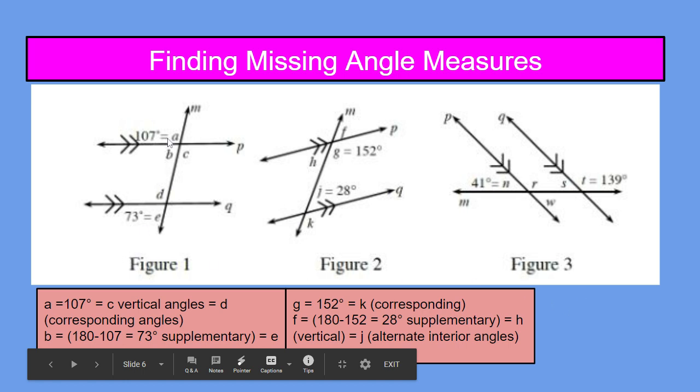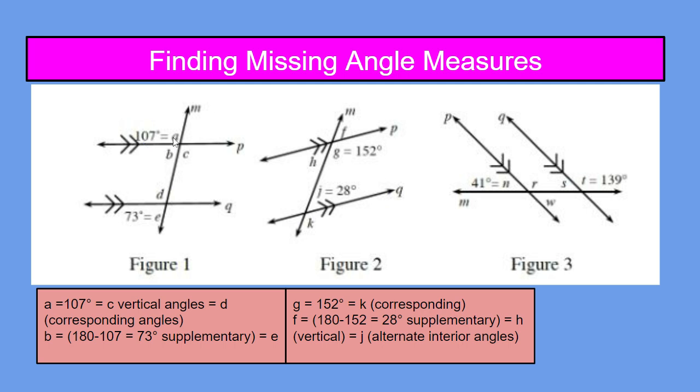So figure 1, we're given that angle A is 107 degrees. Now, knowing what you know about vertical angles, that also means that angle C, since it's sharing a vertex, is going to also be 107 degrees. And now because of supplementary angles, which are two angles that add up to 180 degrees or form a straight line, we can find angle B by subtracting 180 minus 107, and that will give us 73 degrees.